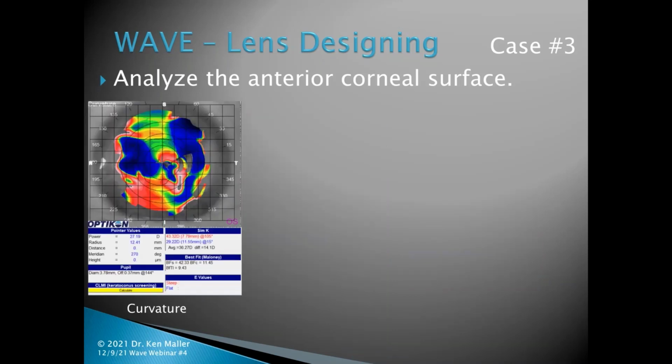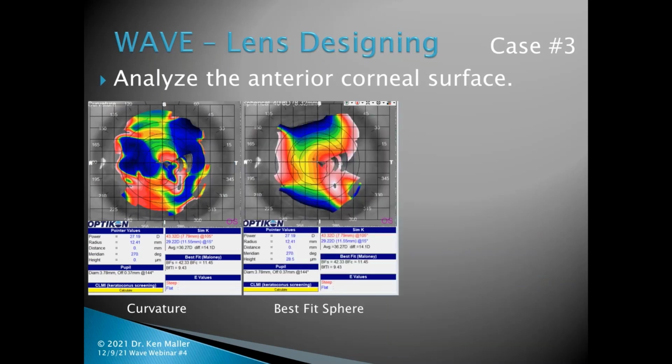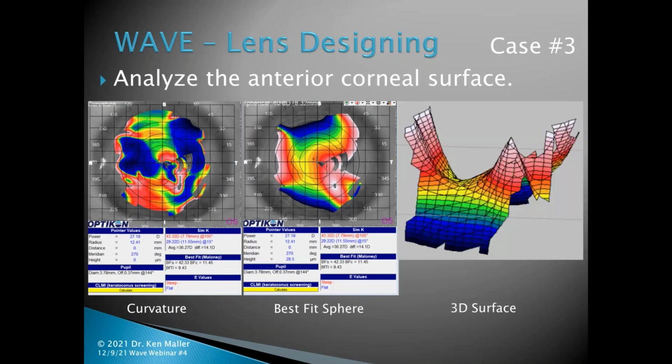So let's take a look. Here's the curvature. Here's that best fit sphere, so we can get a sense of the elevations and depressions on this eye. And here is a 3-dimensional representation of that. I think that gives us a much better feeling for which areas are popping up versus which areas are really depressed down low. And do notice that when we take a look at the elevated area on the 3D surface, it's also a very flat area on the curvature map, but a very elevated area on the best fit sphere.